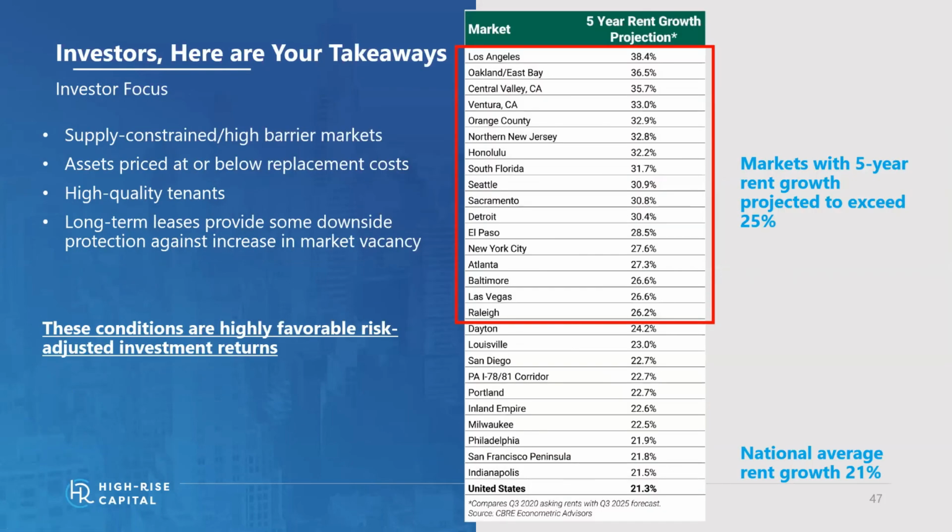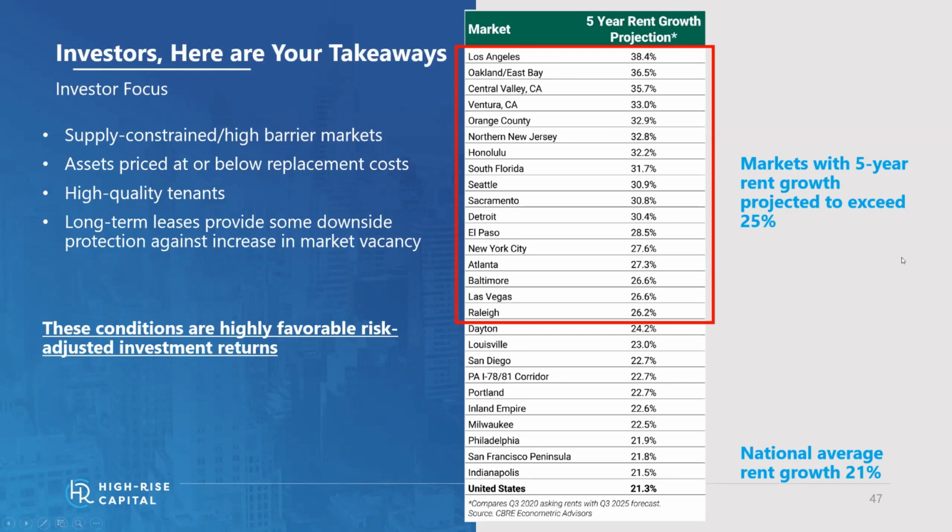So investors that are interested, what should they be focusing on? Well, I would say probably supply constrained and high barrier markets, assets priced at or below replacement costs, of course, high quality tenants, and long-term leases that provide some downside protection in the case of any type of recession or market softening that would lead to an increase in market vacancy.